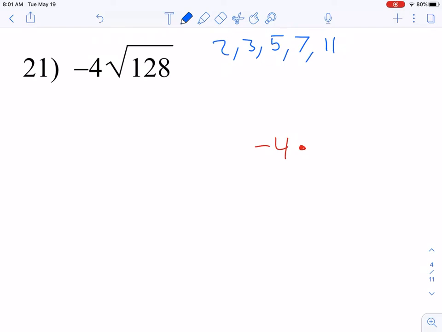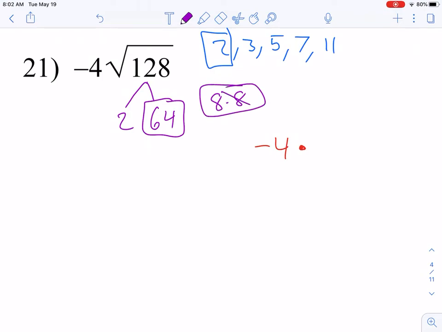And then we're going to start by using our first prime number, 2. We're going to see, can we divide this by 2? So 128 divided by 2, you'll find that it's 64. And then 64, you can identify as 8 times 8, because it's a perfect square, so there's my group.